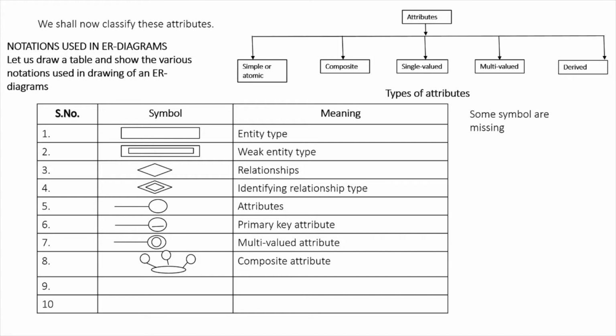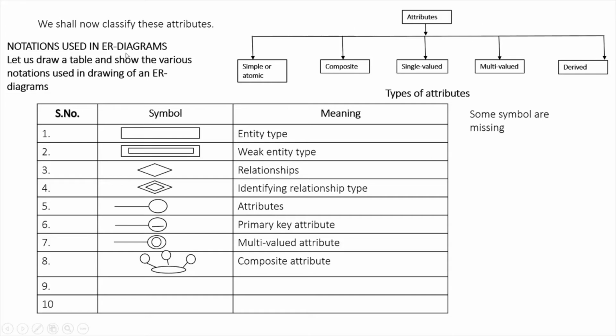Fifth, derived attributes. It is defined as an attribute that represents a value that is derived from the value of related attributes or a set of attributes. For example, the age attribute can be derived from the date of birth attribute, and so they are related.